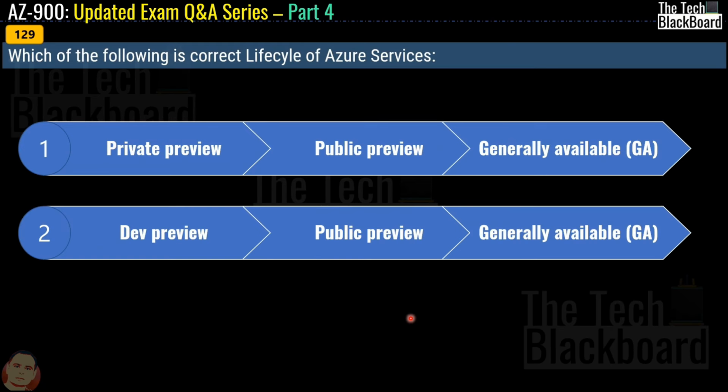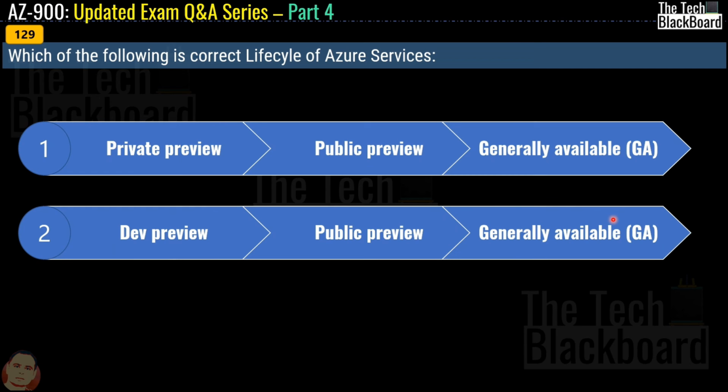So now let's move on to question number 129. The question says, which of the following is correct life cycle of Azure services? So is it like private preview, then public preview, and then generally available? Or the second option is dev preview or development preview, and then public preview, and then generally available?